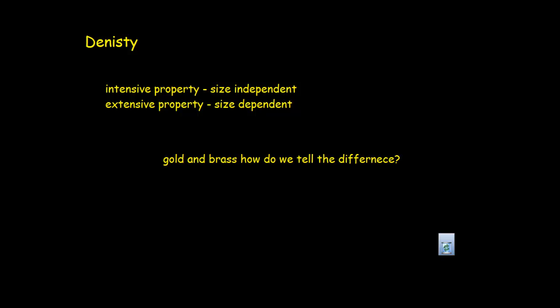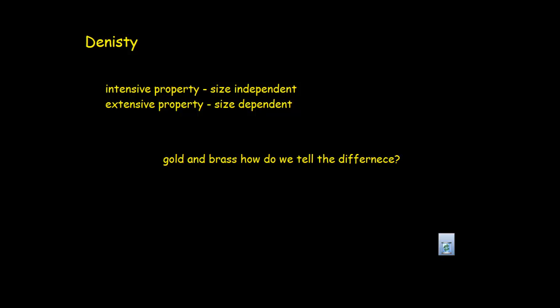In this video, what we're going to talk about is density. First of all, density is what we call an intensive property. It doesn't matter what size a particular variety of substance is, its density will always be the same. For example, something like gold: it doesn't matter if we have a very small piece of gold or a very large piece of gold, the ratio of the mass and the volume will be equivalent.